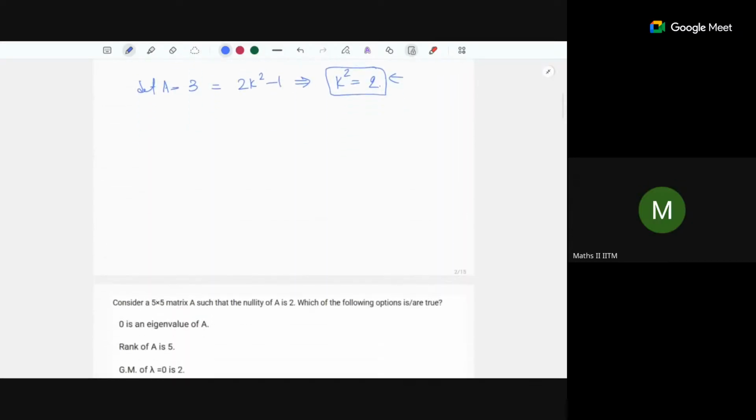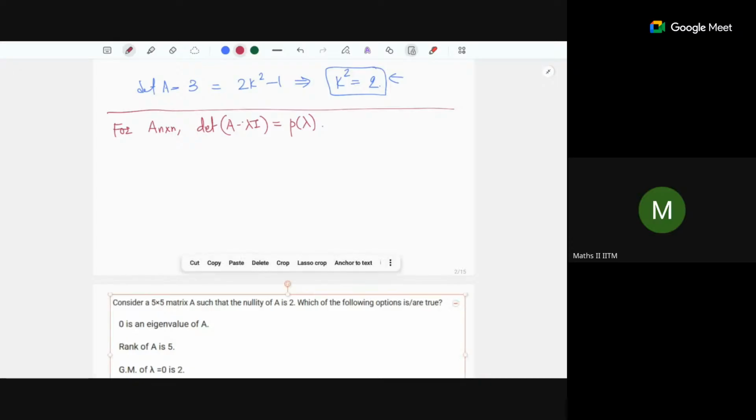Now, given a matrix A of size n cross n, the characteristic equation is going to be a polynomial of lambda. The degree of this polynomial can be at most n, but that's not the point. The point is that it will have some geometric multiplicity and algebraic multiplicity. So what does it mean?